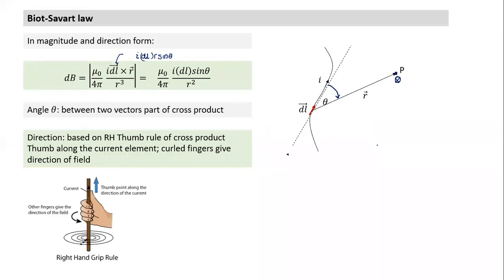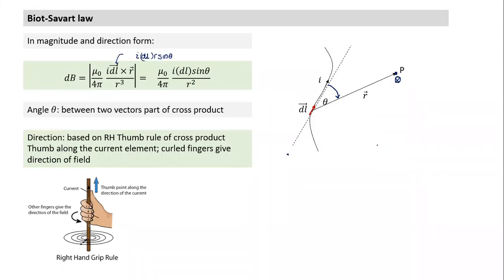Okay, and we use some other rules also. Another way to find the direction: if there is a current element, the right hand thumb rule is also one method you can use. You place your thumb along the direction of current. Imagine holding the current element with your thumb pointing in the direction of current. The direction in which your fingers are curling gives the direction of the magnetic field.